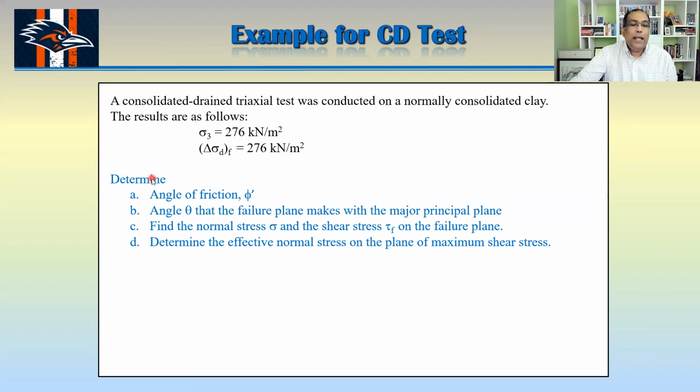You have to determine the angle of friction. That's basically a shear strength parameter of the soil. The other parameter C is basically 0 for normally consolidated clay. And they're also asking you to find out the angle theta the failure plane makes with the major principal plane, and find out the normal stress sigma and the shear strength tau on the failure plane. Okay. Part D, determine the effective normal stress on the plane of maximum shear stress. Okay.